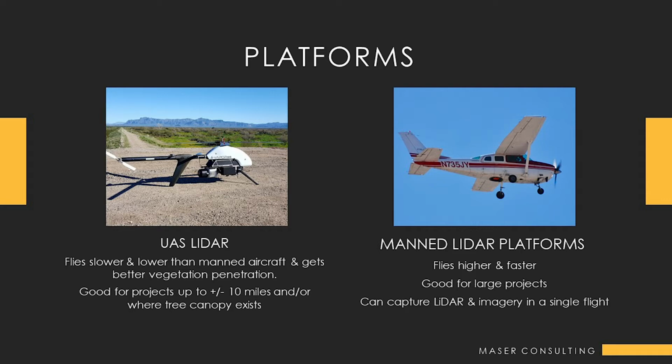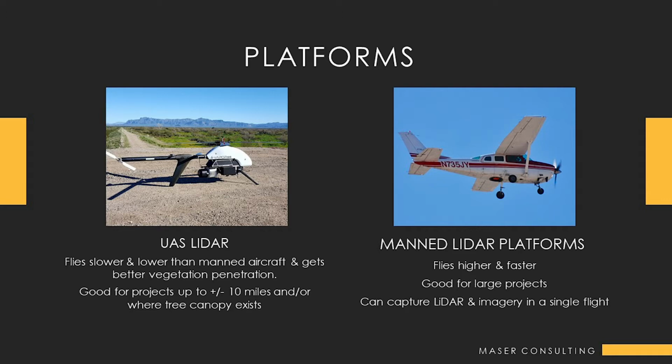So the general rule of thumb is unless we have to use UAS, anything more than 10 miles or so, we try to use manned aircraft. It just makes more sense from an efficiency standpoint to use the manned aircraft at that point. Exceptions to that would be if a project needed to be flown during the summertime when the leaves were on the trees, then we would definitely try to use the UAS-based platform.